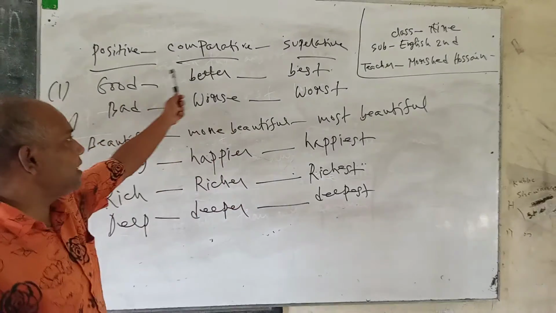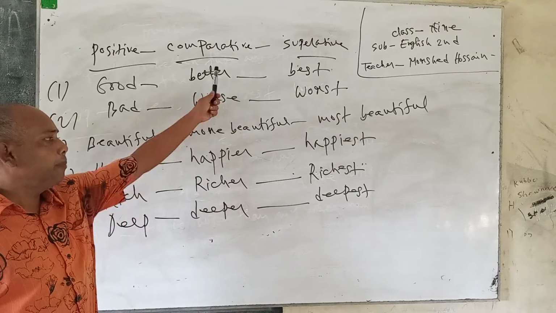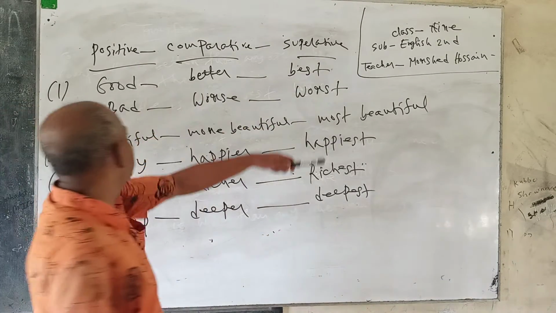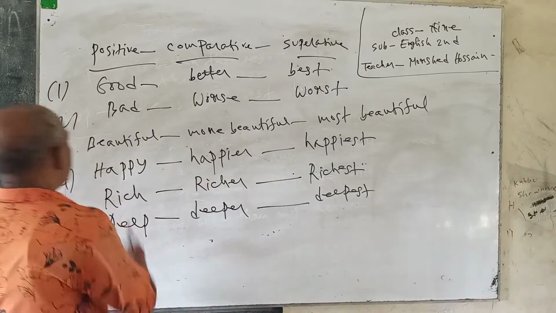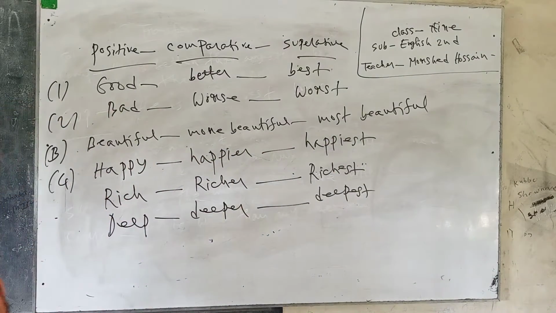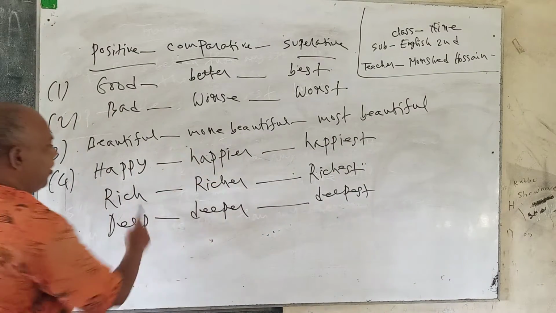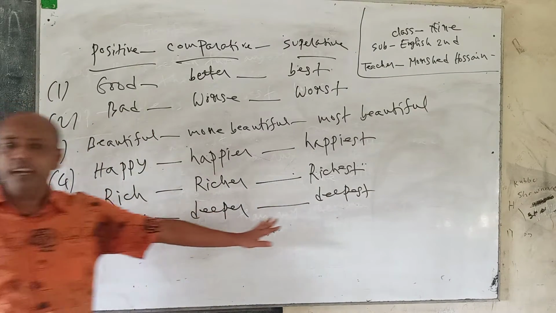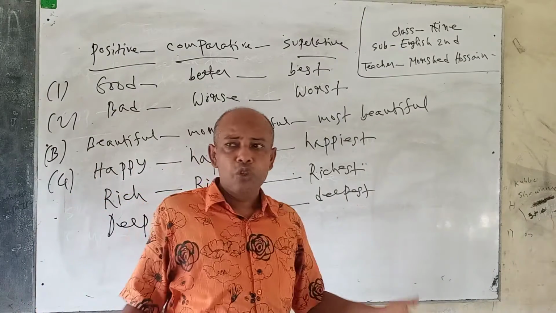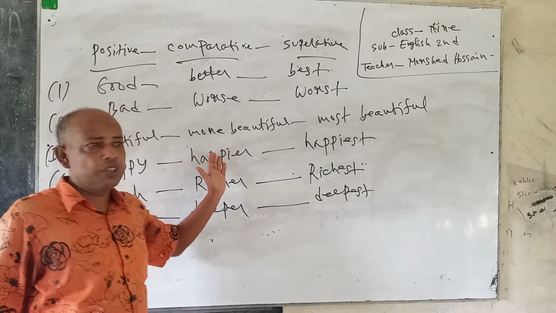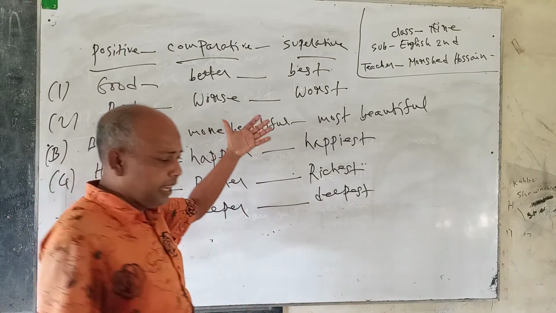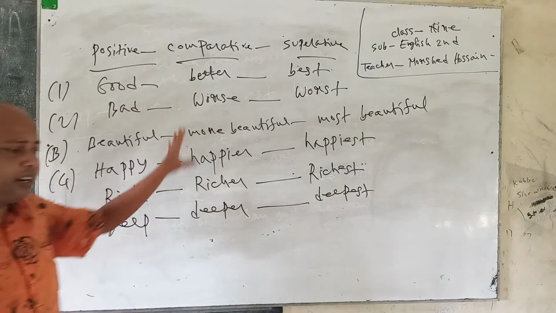So this is the basic knowledge of degree of adjectives. Suppose good, better, best, bad, worst, beautiful, more beautiful, most beautiful, happy, happier, happiest, rich, richer, richest, deep, deeper, deepest. So this criteria you have to know, you have to learn to solve the problem of degree of adjectives. So these are the basic rules, the most important thing. I think all of you have understood, learners.